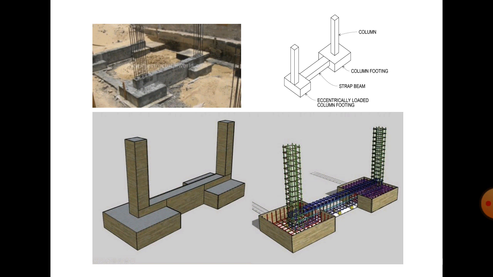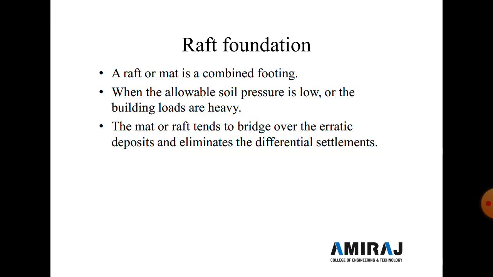So here the figure shows the strap footing. Two columns are constructed and the two column footings are joined with a strap beam. The upper figure shows the strap beam connected to the two column footings, and it easily transfers the load from the outer column to the inner column. Next is the raft foundation.